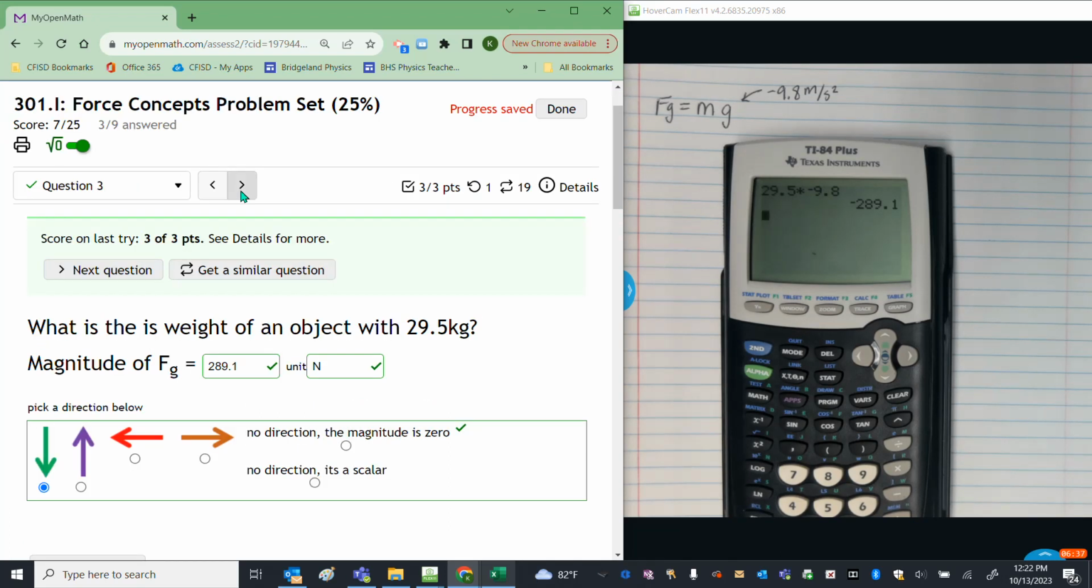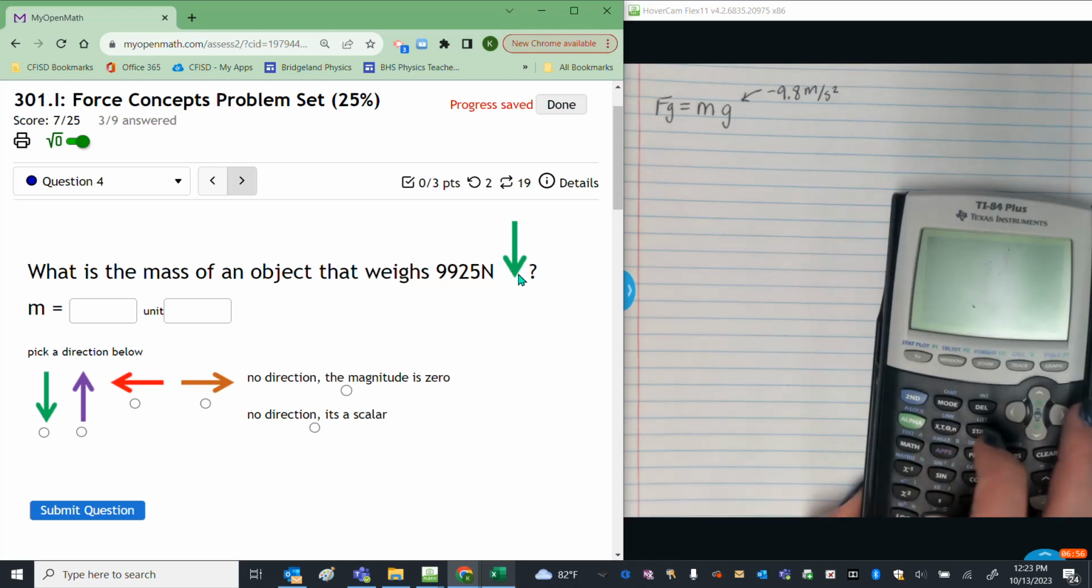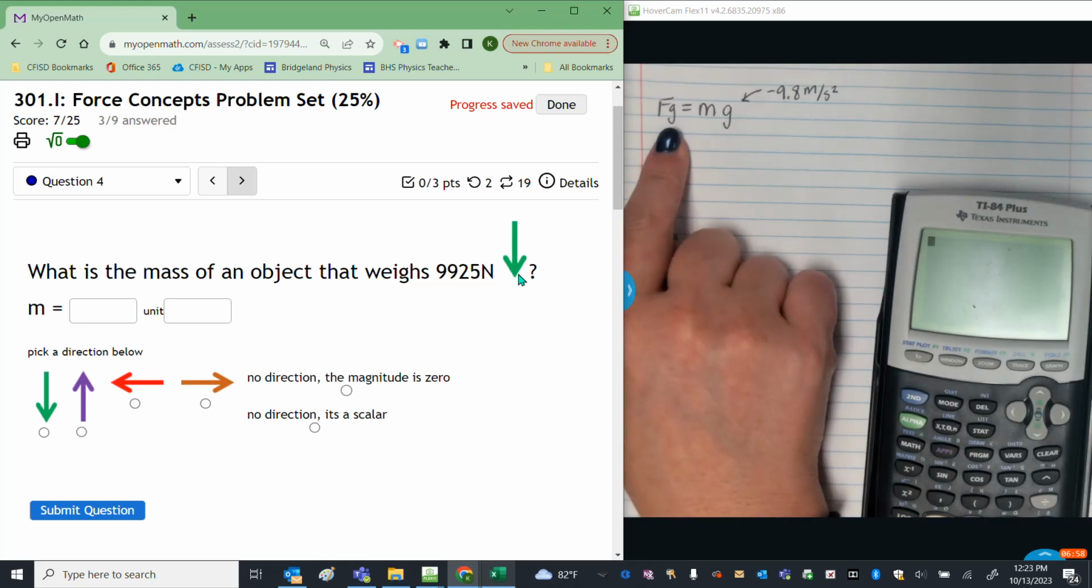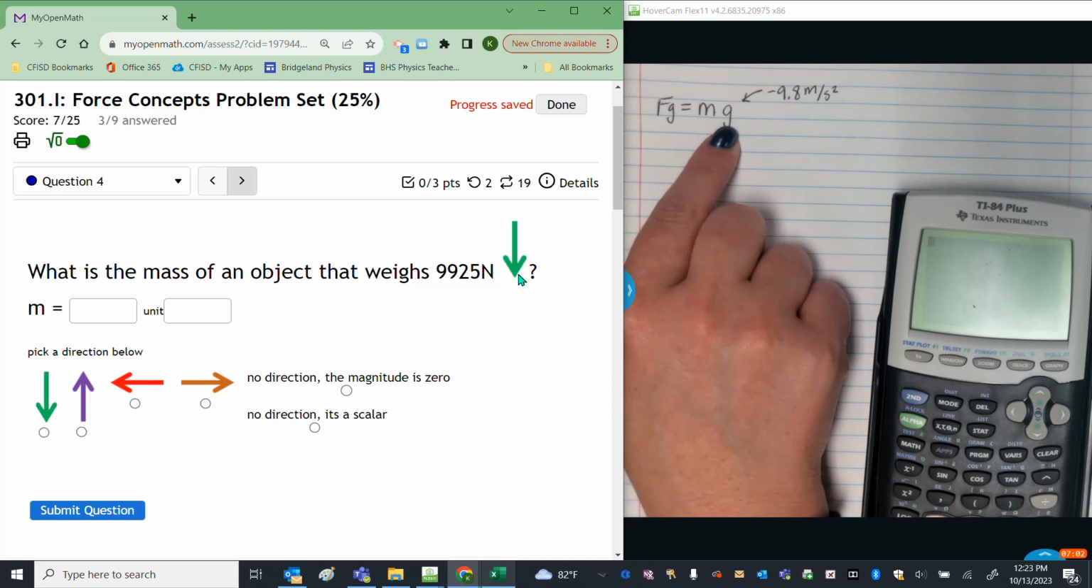That's question 3. Question 4 on 301.1. What is the mass of an object that weighs 9,925 newtons in the downward direction? And again, weight is always downward, so I would expect to see that pointing that way. I'm looking for mass. I get to use the same equation that I just used a minute ago. Weight, or Fg, is equal to mass times gravitational acceleration.